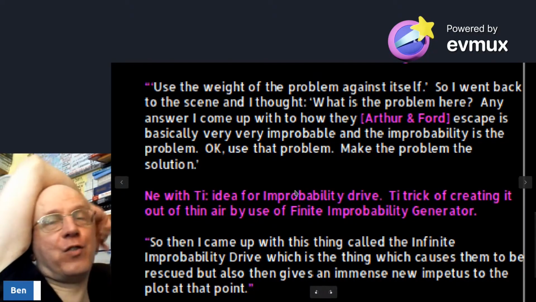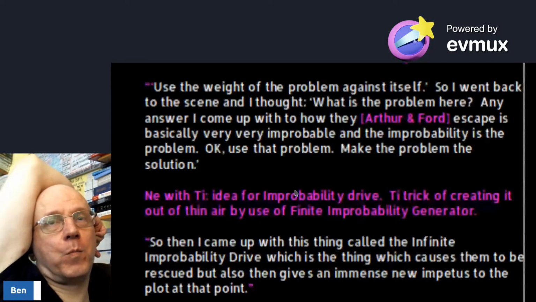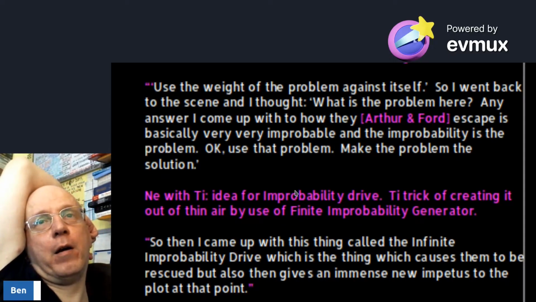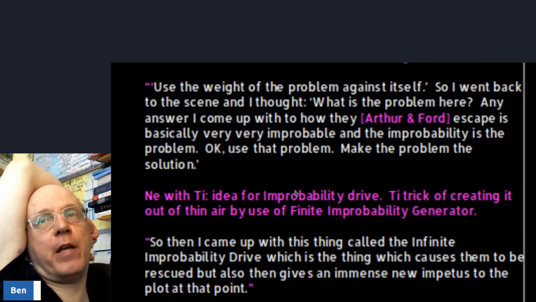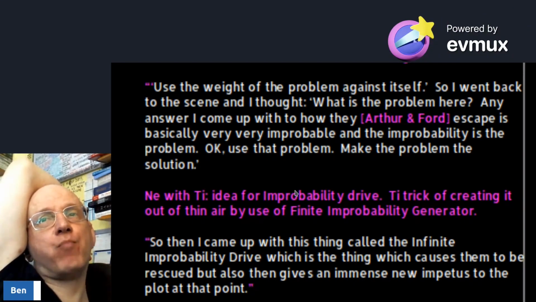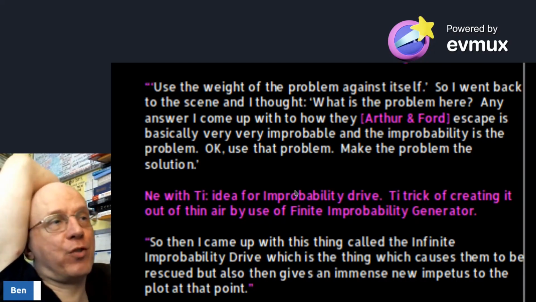So again, this is an external thing, the percept he heard: use the weight of your opponent against himself. So I went back to the scene and I thought, what is the problem here? Any answer I come up with about how they escape is very, very improbable. And the improbability is the problem. Okay, use that problem. Make the problem the solution. Use the weight of the problem against itself.